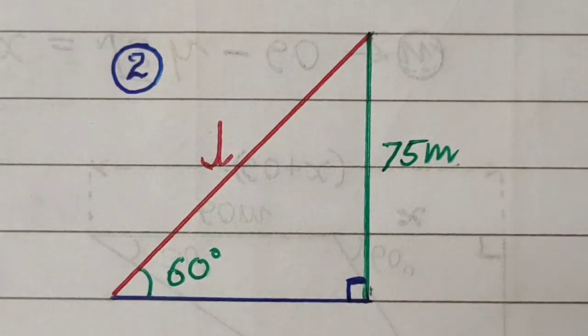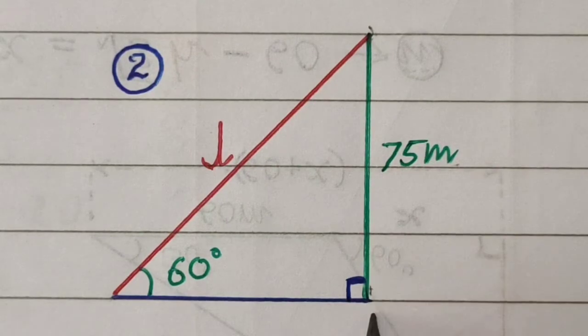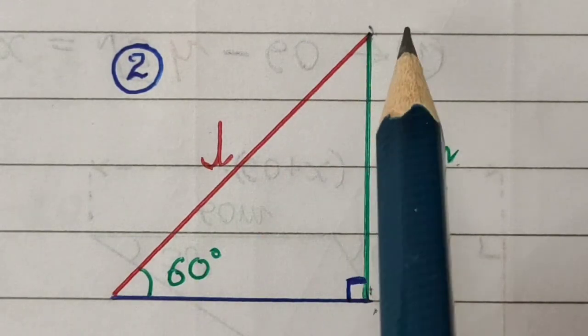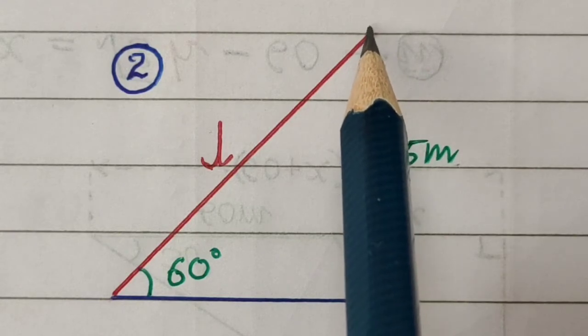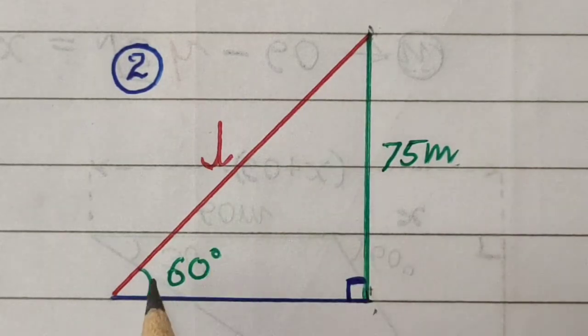The angle of the string inclined is 60 degrees with the horizontal. The angle of inclination of this string is 60 degrees with this horizontal. This is the kite at a height of 75 meters from the ground. We need to find the length of the string. They have given the height at which the kite is flying, that is 75 meters, and the angle this string makes with the horizontal, 60 degrees.